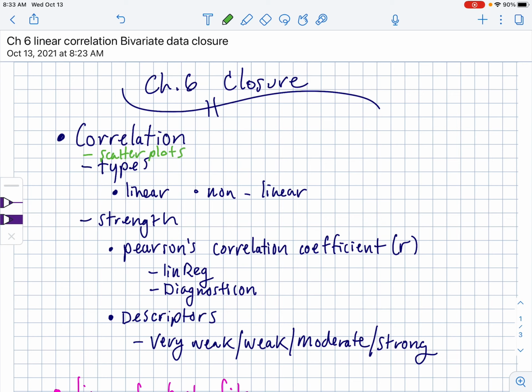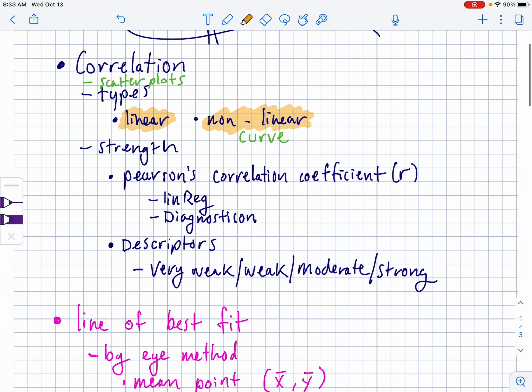Oh yeah, we should maybe throw that in there. Maybe put a little scatter plots right here. Scatter plots. From scatter plots, you can see if the correlation has a linear trend or a non-linear trend. I'll never ask you if it's like a quadratic trend or an exponential or something like that, but right now you should know the difference between a linear trend and a non-linear trend. Non-linear being there's some sort of curve to it.